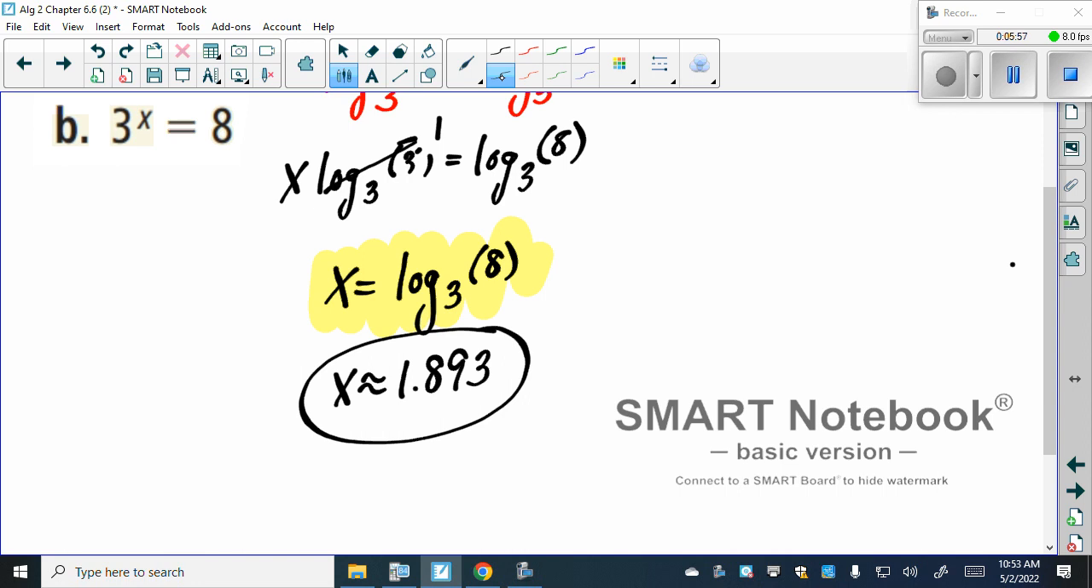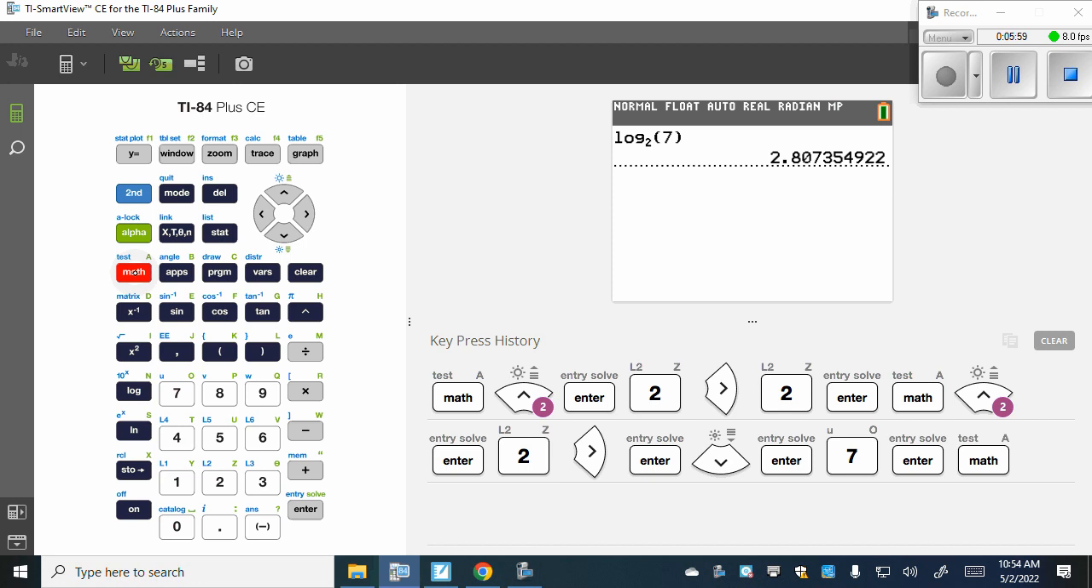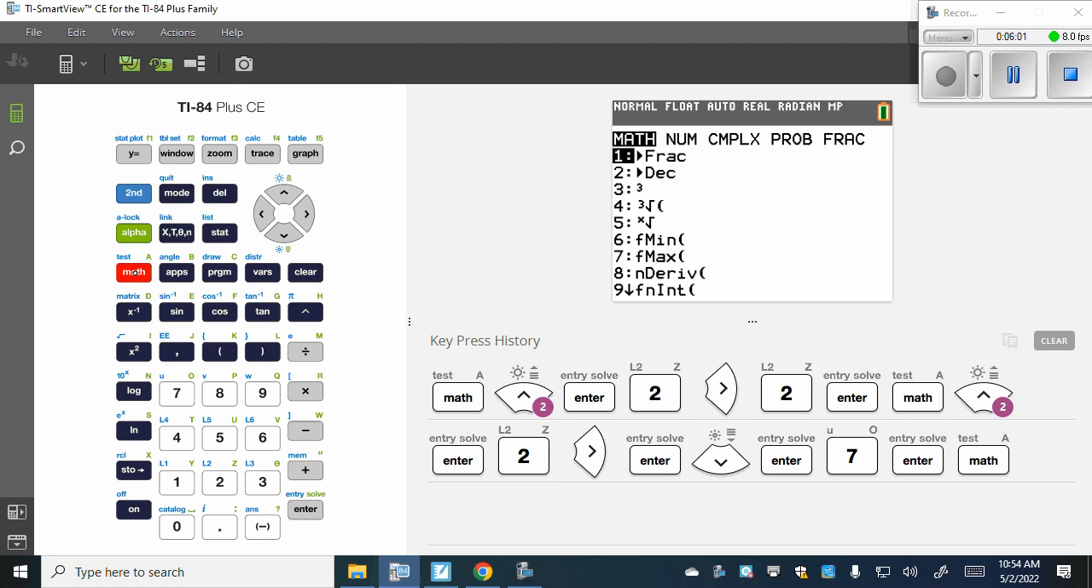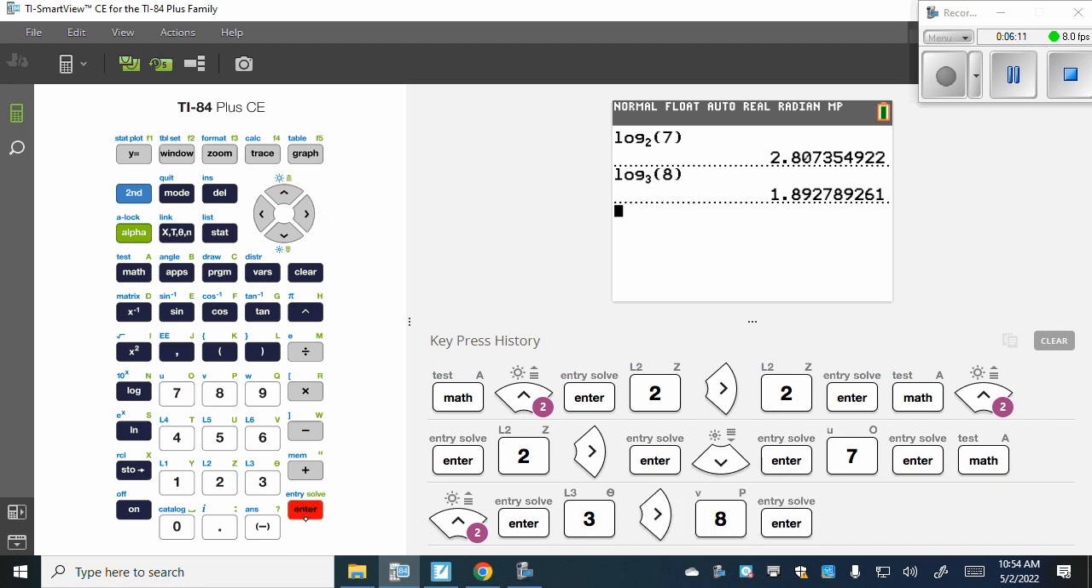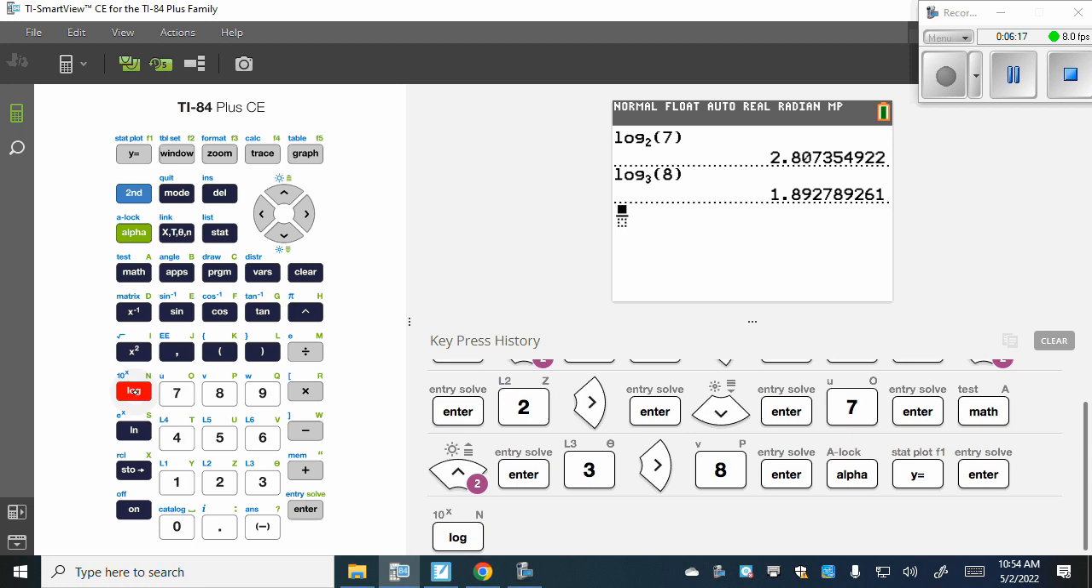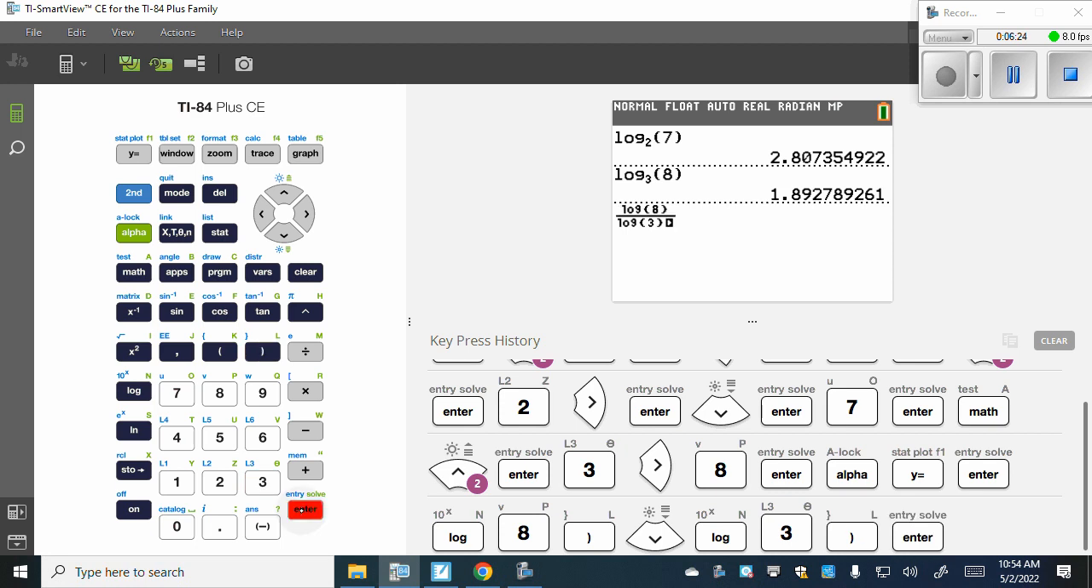So this one here, there's two ways we can do it. One of them is we can hit math, and I go up, because you can go up or down, to log base 3 of 8. And we get this here. Now, according to the change of base, we can say log of 8, close parentheses, over log of 3, and get the same thing. We can use the change of base to type it in as well.